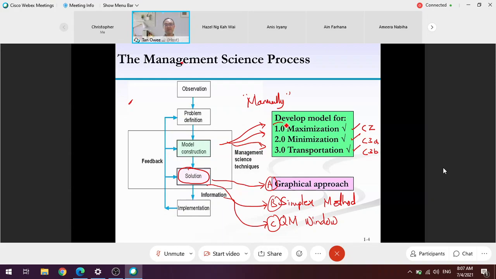For maximization and minimization, I'm going to share with you how to resolve linear programming using methods such as the graphical approach and QM for Windows. All right. We are not going to talk about simplex. Simplex is crazy, very lengthy.